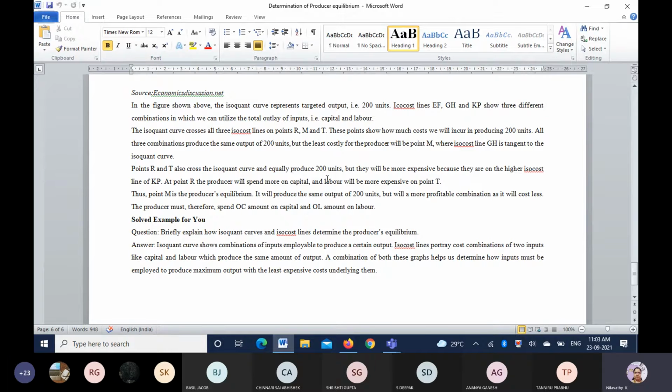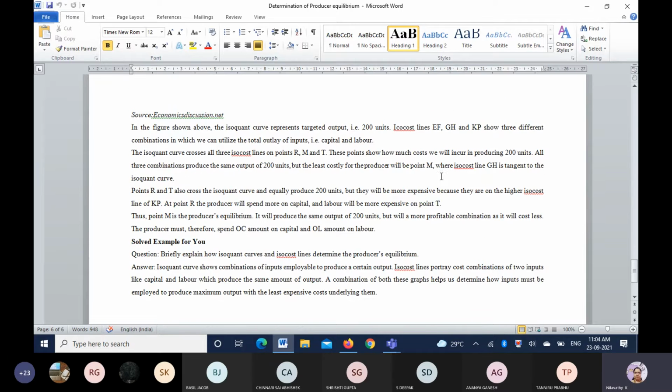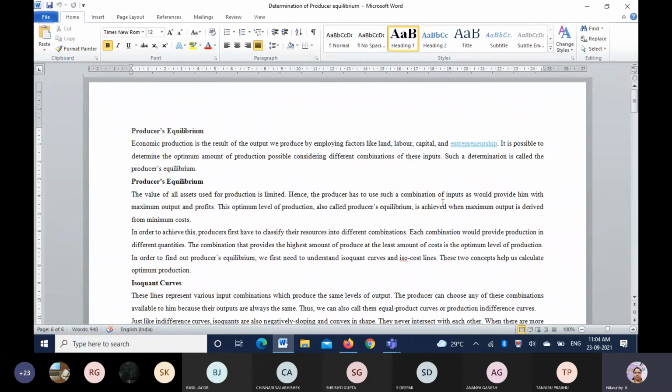And there was a budget line or price line. Here we have a factor price line, or, very technically speaking, they are called iso-cost lines. The intersection point of the isoquant curve and the iso-cost line we call the producer equilibrium point. So this is what we are going to see today. It is a familiar concept, only different technical names are provided. That is the difference. So producer's equilibrium has an isoquant curve and an iso-cost line. That is the concept.